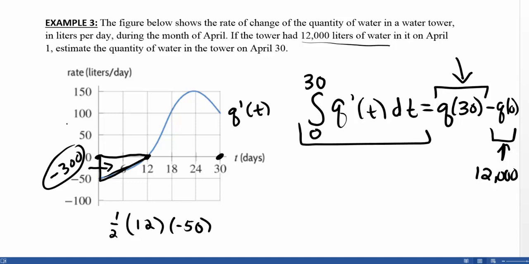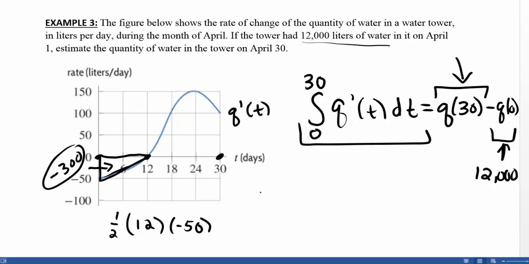However, from day 12 to day 30, I see that I'm gaining liters of water. So somehow this reserve is being replenished. So now I need to approximate the area under the curve that's on the positive side. So day 12 to day 30. I don't have a very good shape to approximate here. I can't estimate it based on a triangle because I don't really have a triangle here. So I'm going to use a different method to estimate the area above the x-axis.